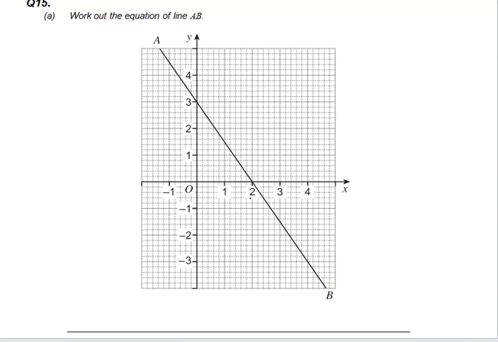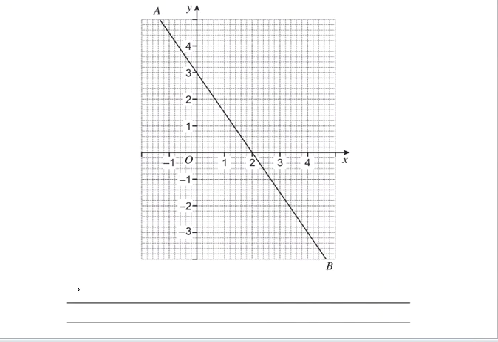Okay, work out the equation of the line. This stage we should be writing down straight away y equals mx plus c. Now the c stands for where it crosses the y-intercept, so that would have to be 3. So we could put 3 there. We also need to work out the gradient.